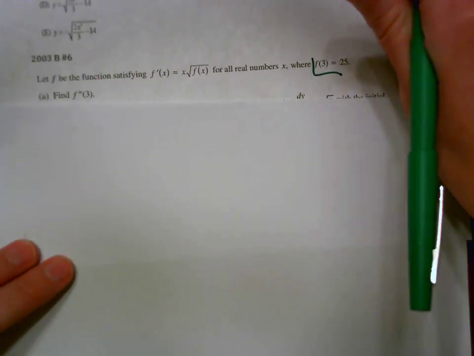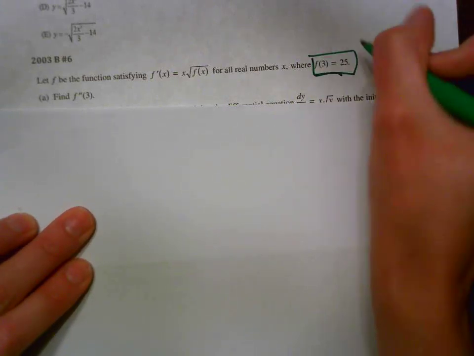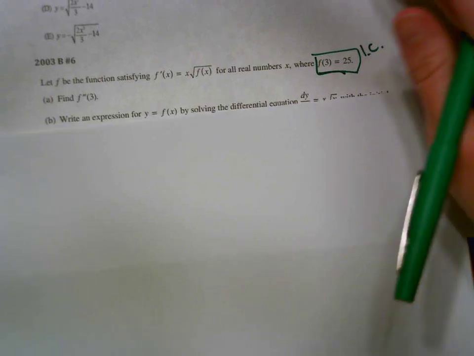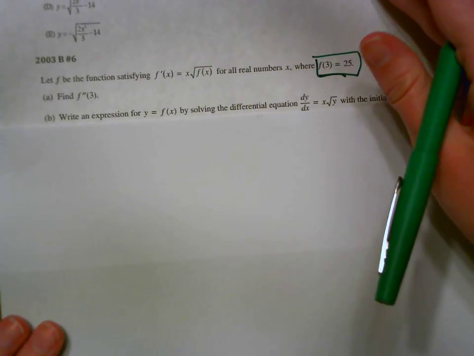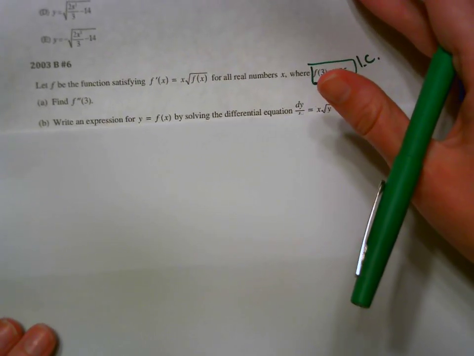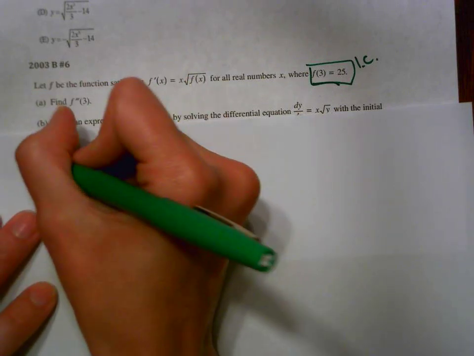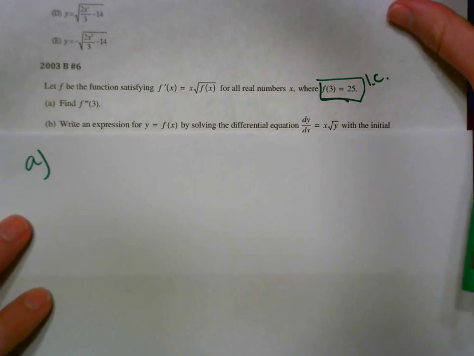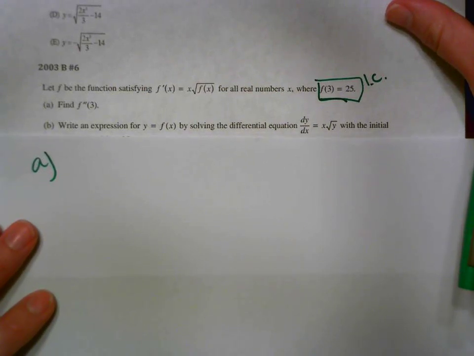I would start to label that IC for initial condition. Then part A says find f double prime of 3.